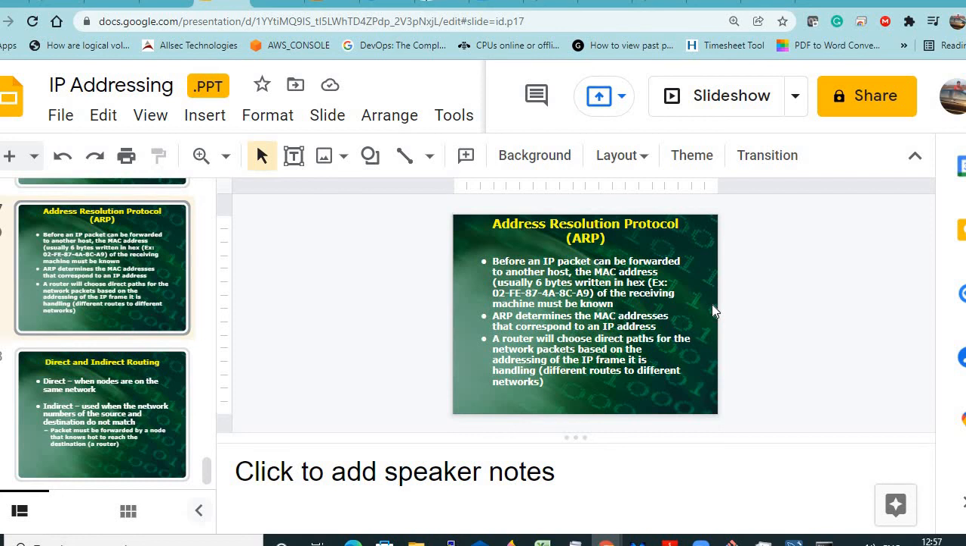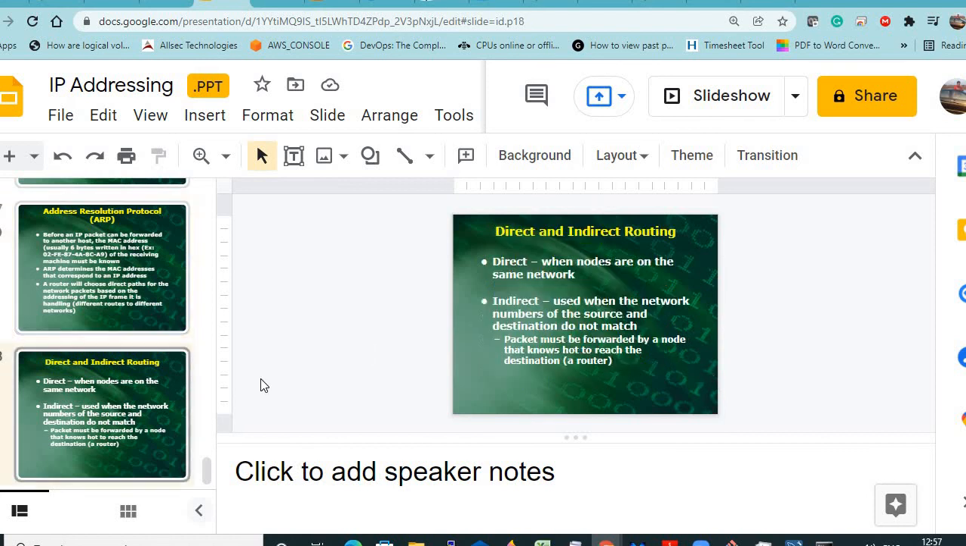The ARP protocol is responsible for pointing the IP address to the MAC address. ARP determines the MAC address that corresponds to an IP address. Then a router will choose the direct paths for the network packets based on the addressing of the IP frame. These are all advanced routing concepts. So there will always be a router in between.